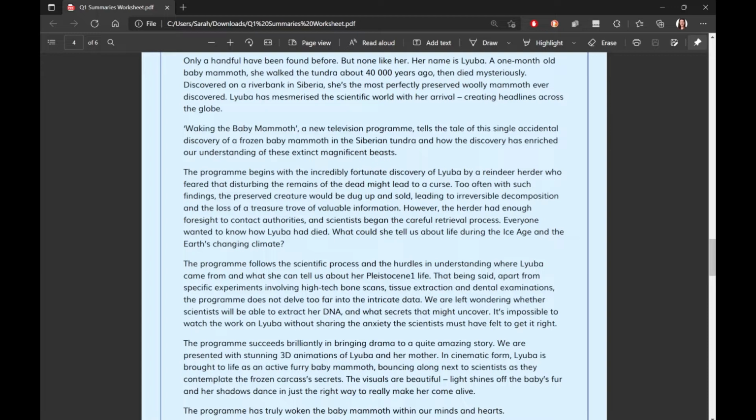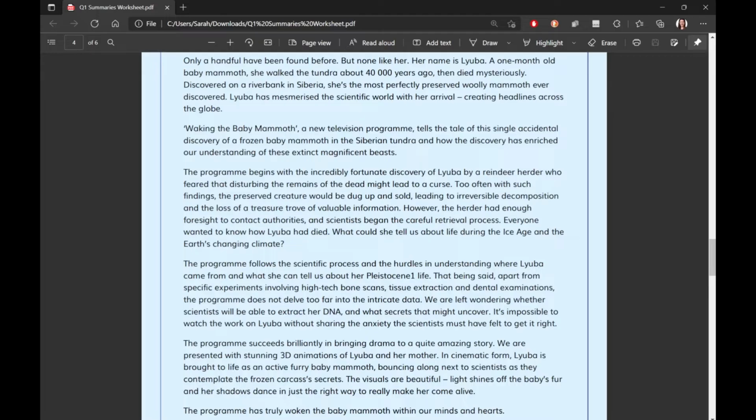Too often with such findings, the preserved creature would be dug up and sold, leading to irreversible decomposition and the loss of a treasure trove of valuable information. However, the herder had enough foresight to contact the authorities, and scientists began the careful retrieval process. Everyone wanted to know how Lyuba had died. What could she tell us about life during the Ice Age and the Earth's changing climate?